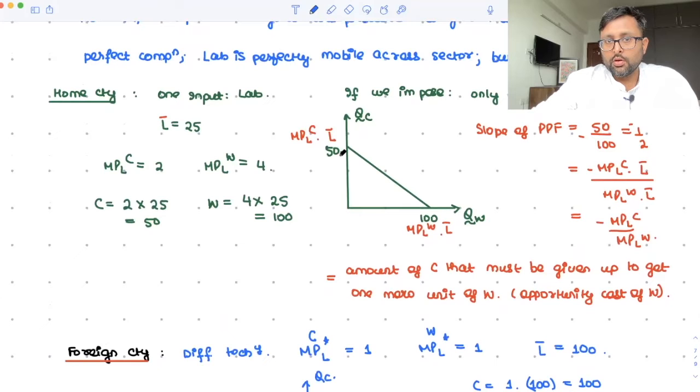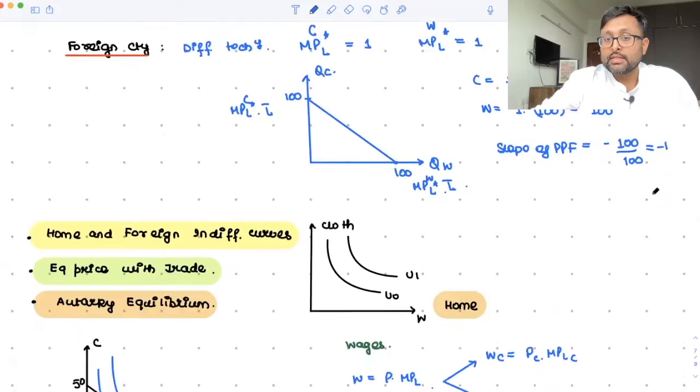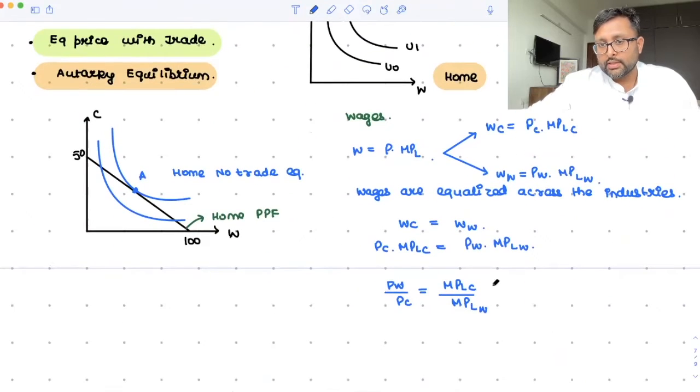Slope of this PPF was what? From the earlier recording, you've seen this? Intercept on the y-axis upon intercept on the x-axis. That is 50 upon 100, which is equal to half. And if you write this in terms of this thing, this is MPLC into L bar upon MPLW into L bar. This is MPLC upon MPLW. What is this? This is the slope of PPF.